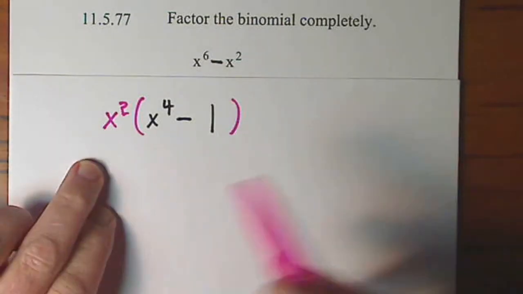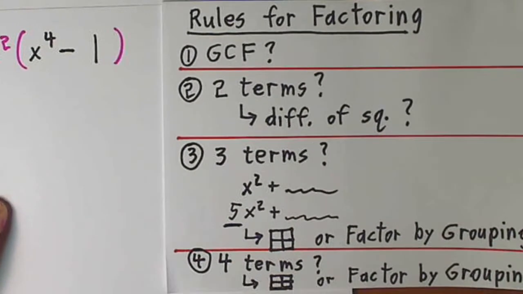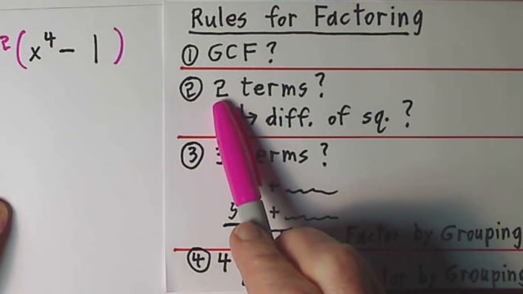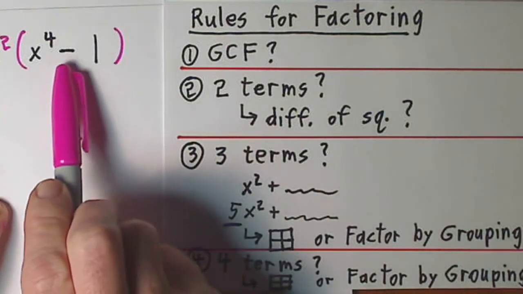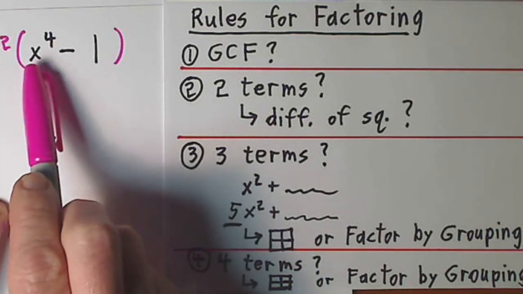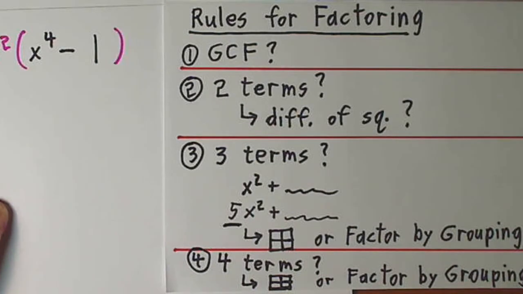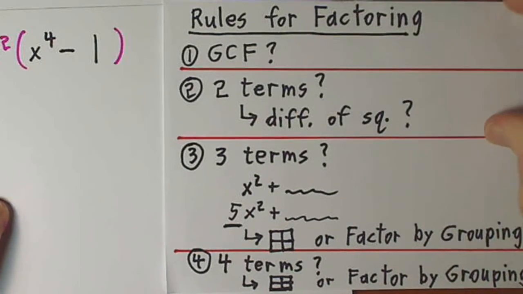After you factor out the GCF, you continue down the list. I'll bring our list back in. Okay, you pay attention to how many terms. There's two terms. Do we have a difference? Yes, because of that negative sign, of perfect squares. X to the 4th is a perfect square, and 1 is a perfect square. So we're going to continue factoring.